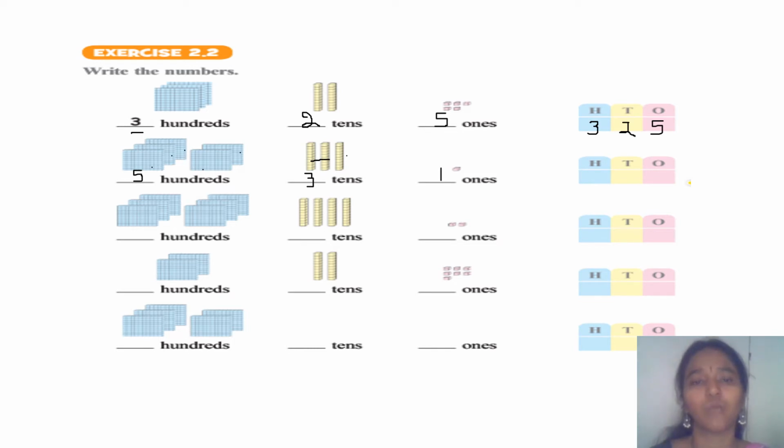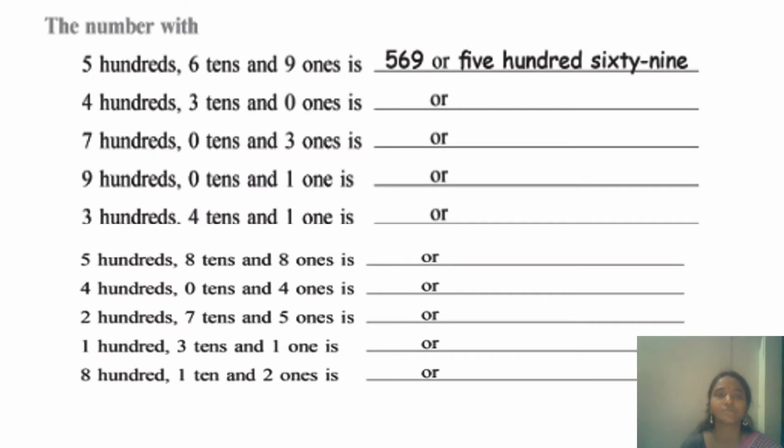So how will you read this number? 531. So how will I write? How many hundreds? 5, no. So under hundreds I am writing 5. How many tens? 3. So under tens I am writing 3, and under ones I am writing 1. I am leaving the remaining, which you are supposed to do for your assignment, and you should submit before 5 p.m. today.